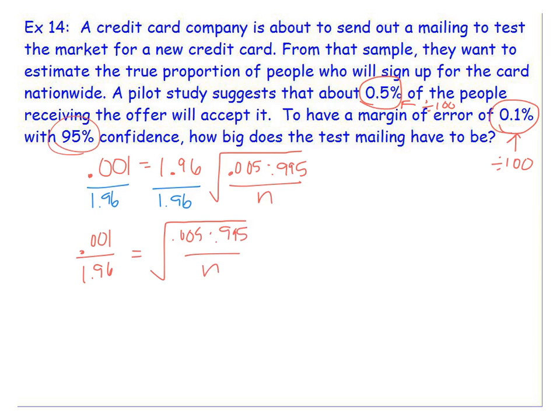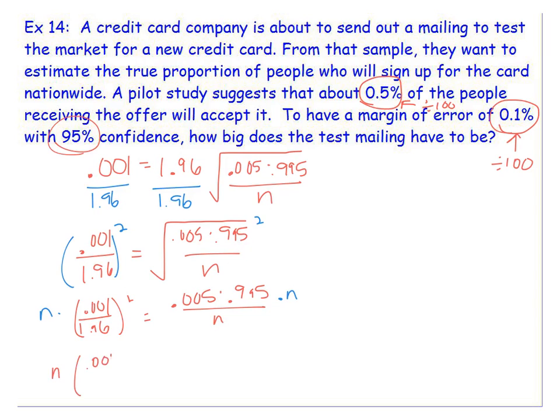What was the next thing I did on the previous example? I squared both sides, remembering parentheses. So 0.001 divided by 1.96 in parentheses squared equals 0.005 times 0.995 divided by n. If you remember, the next thing I did was I multiplied both sides by n. So I had n times 0.001 divided by 1.96 squared equals 0.005 times 0.995.